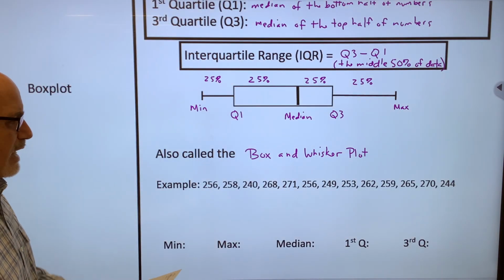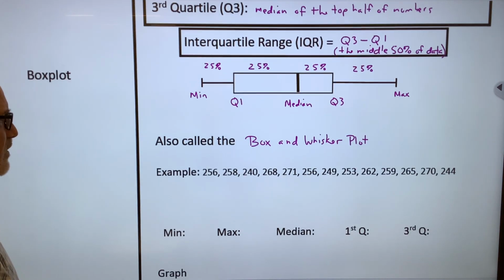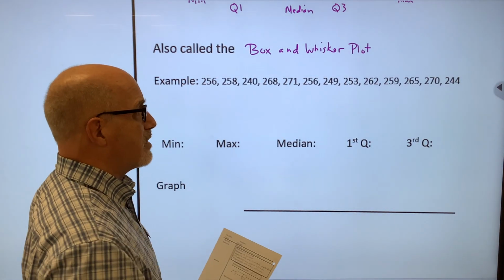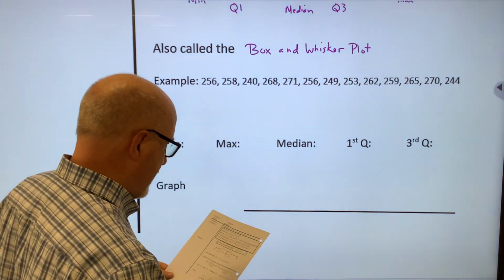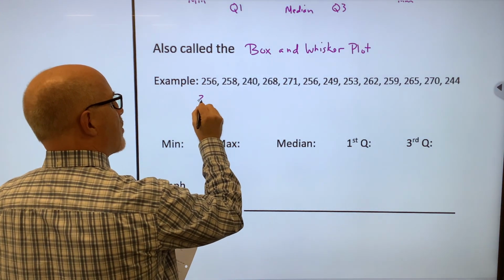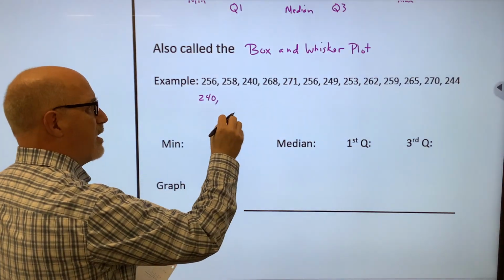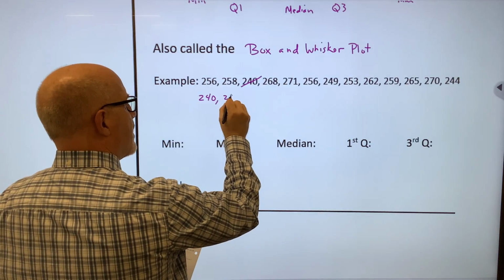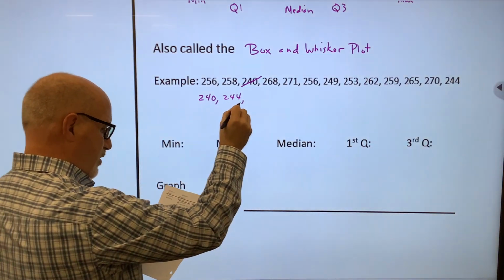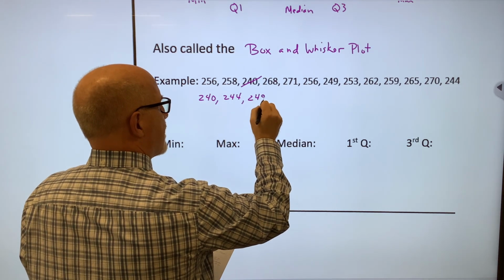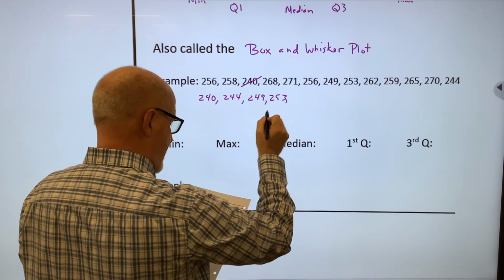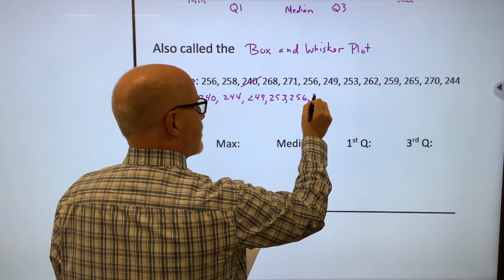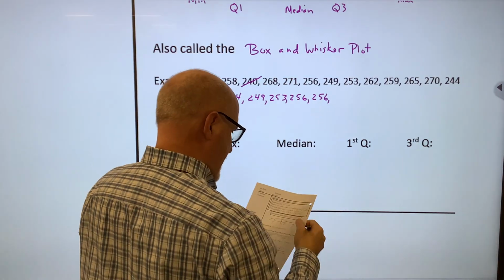So here's an example. We'll look at this data set. These numbers, we have to first of all remember, list them in order. So what I like to do is find the smallest number and then cross it off and then put it in the list. And when I list them out in order, I have 240 as my first number. And again, what I do is I cross it off just to keep track of it. 244, and then I'll just keep going. 249, 253, 256, and there's two of them, 256 and 256, so make sure you list both of them.